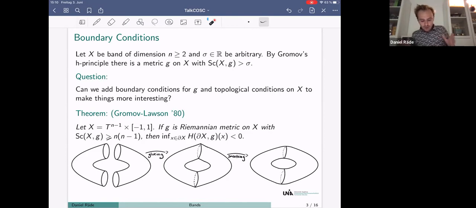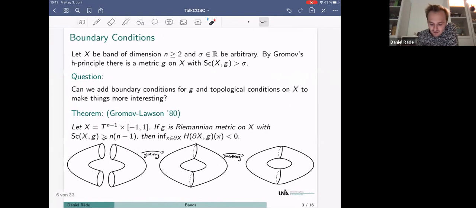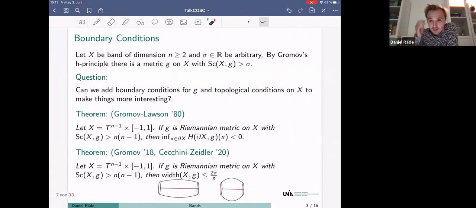All right, so that is the first boundary condition: for positive scalar curvature, non-negative mean curvature seems to be a good boundary condition to get some restriction. And then almost 40 years later, there's a different trend in boundary conditions, and that is talking about the width. I don't know if it makes sense, but I consider the width to be a boundary condition. It says something about how far boundary components are away.